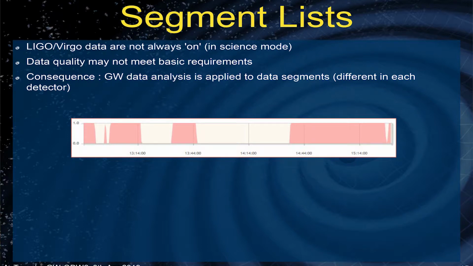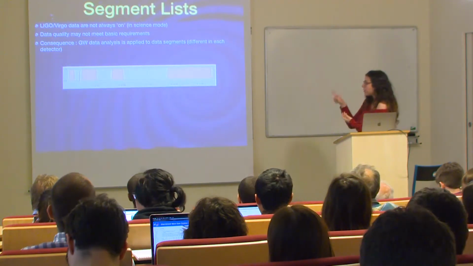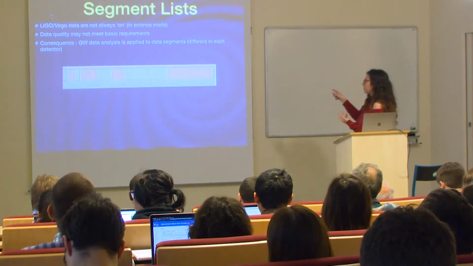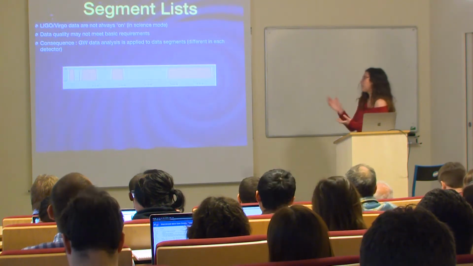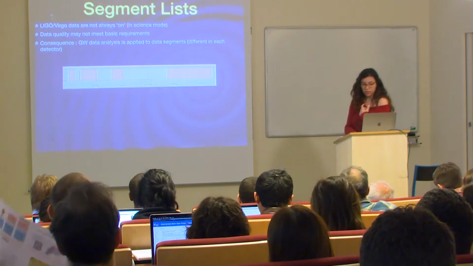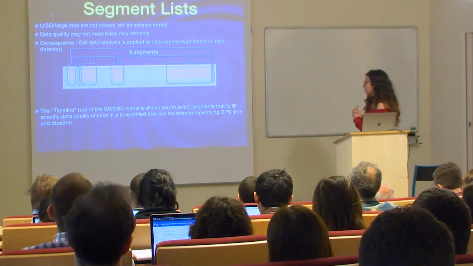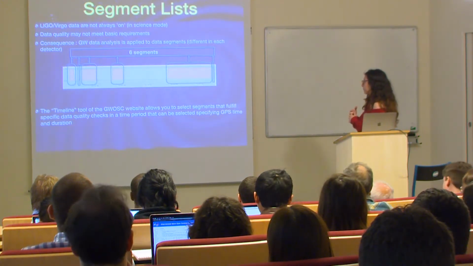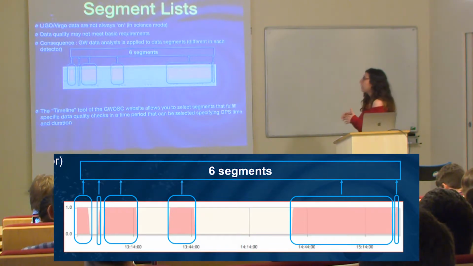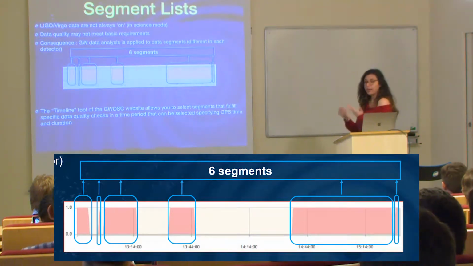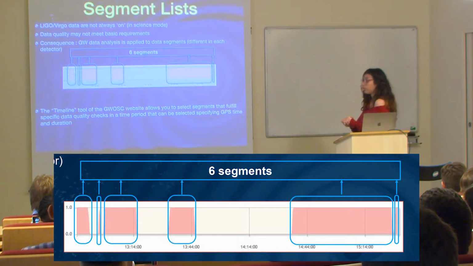We have an instrument called timeline that shows something like this. You have the percentage of time that the detector is active along the data taking period. For example, in this screenshot, you have 6 segments, and you can download not only the segments where there are data, but also the segments where some specific categories of data quality are fulfilled.